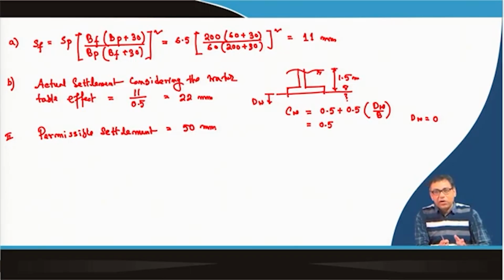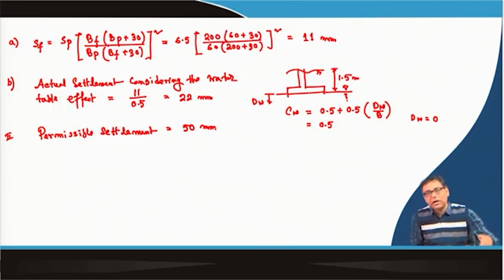But we cannot compare this permissible settlement directly with the plate settlement, because plate settlement is done without considering the water table effect, but permissible settlement we have to consider with the water table effect. So, actually we have to consider the lower settlement value, so that when we apply the water table effect, that settlement will reach the permissible settlement. For example, in the initial problem without water table effect, the settlement was 11 millimeter. Once we apply the water table effect, the settlement is 22 millimeter. So, now your 22 millimeter should be less than 50 millimeter, because permissible settlement is given.